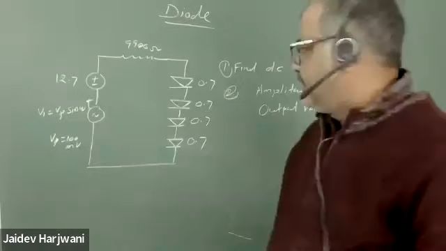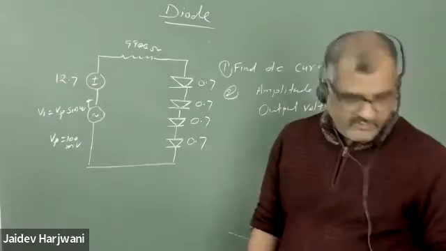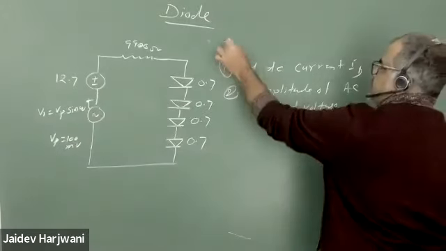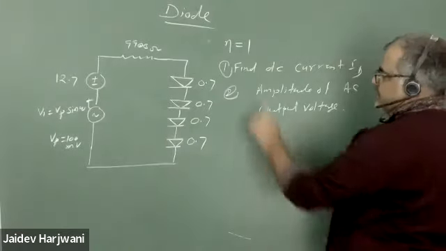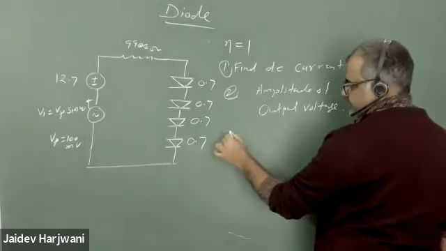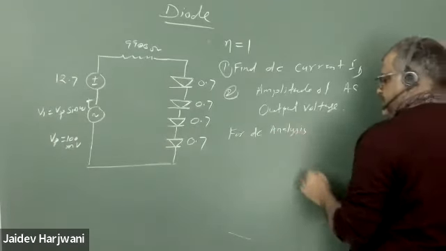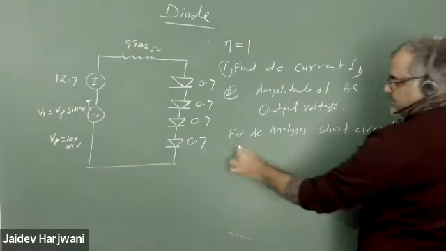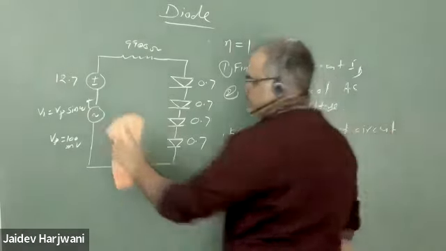Okay. Now calculate. When I want to calculate DC current, then first step is what? ईटा कितना दिया हुआ है? Eta 1 दे रखा है. Okay. So find the DC current. DC current के लिए what I will do? I'll make short circuit source. So for DC analysis, I'll make the AC source short circuit.